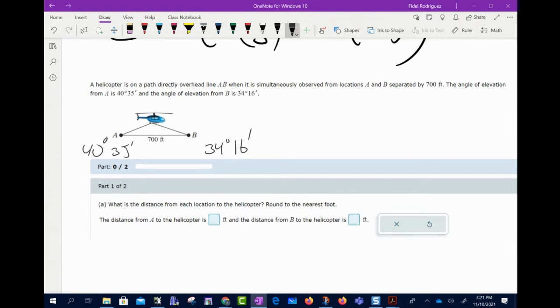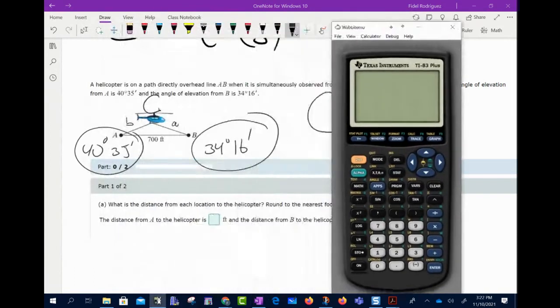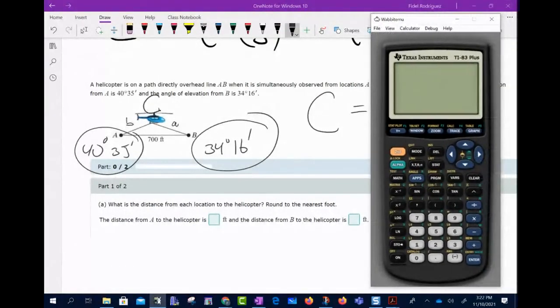Okay, and we're trying to figure out the distance. We're trying to figure out, say, this here. This would be little b, and this would be little a, right? Okay, so let's call this angle right here big angle C. If I take these two angles, add them together and subtract from 180, we could find the big angle C, right? So first thing I'm going to do is, here's my calculator. I'm going to think of this as 40, oops, turn it on first.